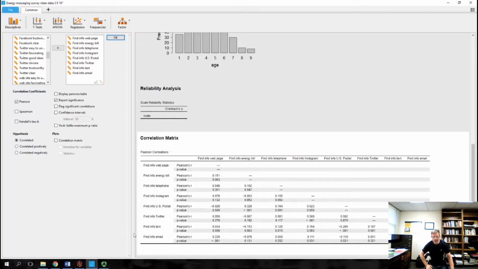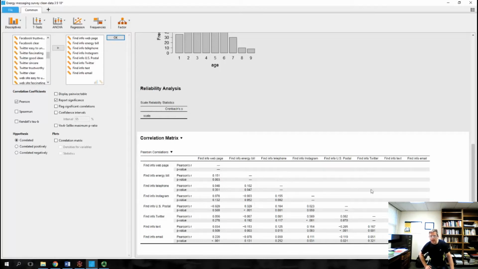So let's look across. I'm going to show you one that's important. A lot of these are positive, right? So you'll see, find U.S. Postal, and I like it on my energy bill. Does that make sense? I like it in the mail. I like it on the energy bill. People that like hard paper in their hands, okay? That's 0.32, highly significant, less than 0.001. Medium, pretty powerful, 0.33 that comes up to. That's pretty good. So we know that one works well together, okay?